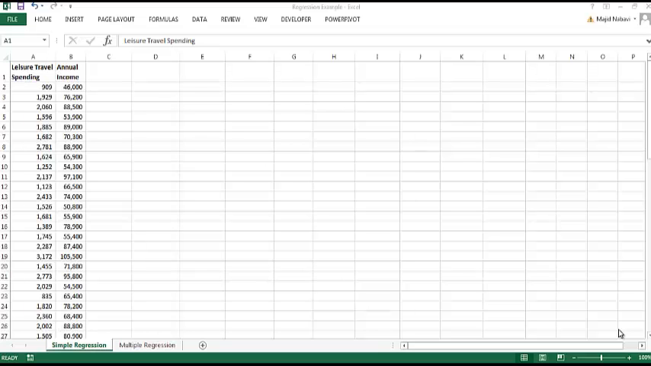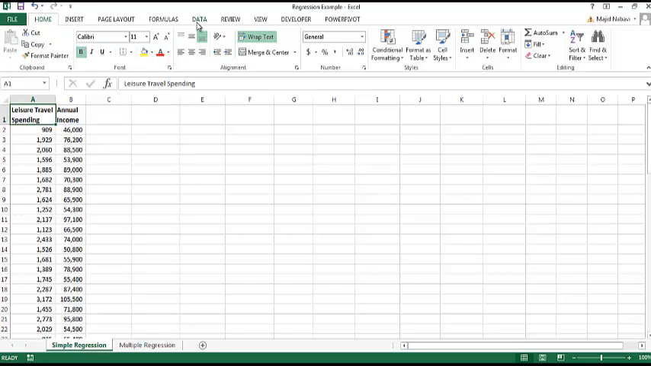A simple regression analysis example. We have information about 50 bank customers, their annual income, and leisure travel spending last year. We're going to see if there is a linear relationship between annual income and that kind of spending.